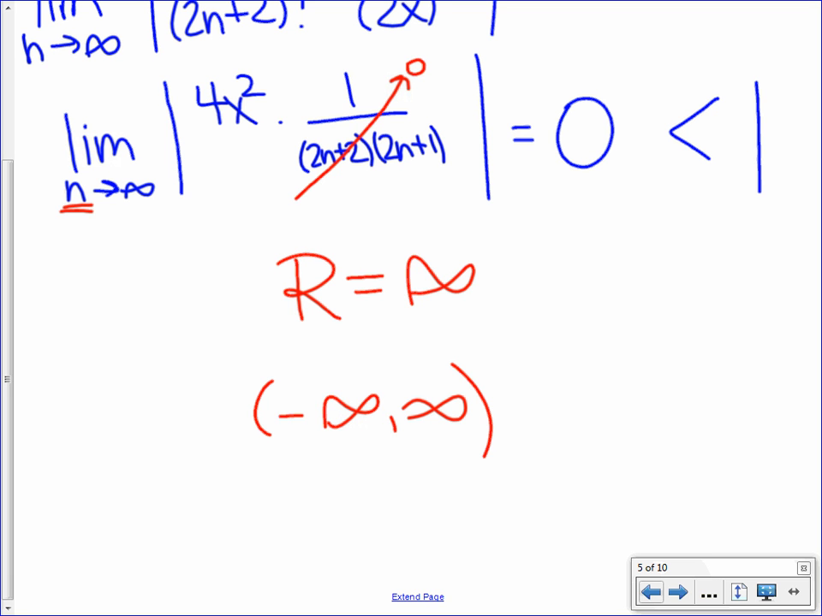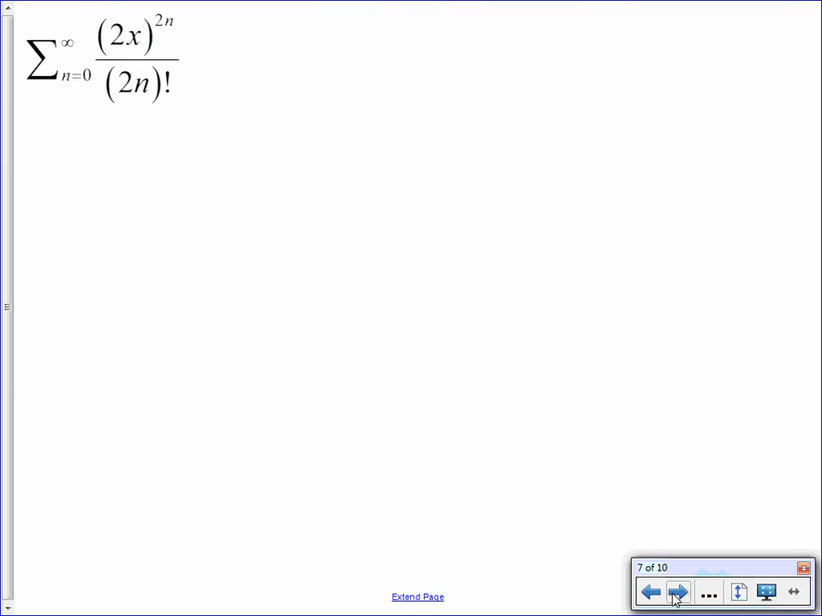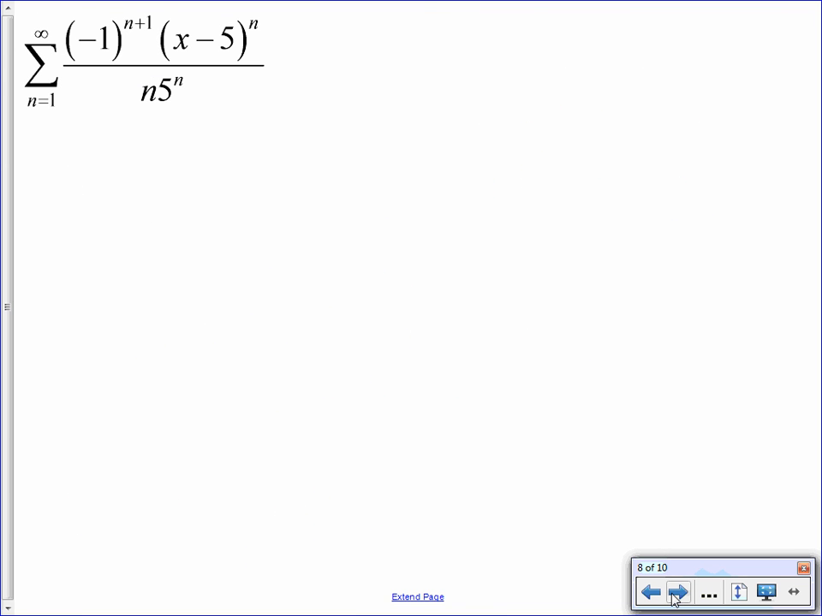Two more things we need to talk about. One example, not centered at 0. Okay, let's do it. It's the ratio test, they all kind of work out the same. X minus 5 over 5 to the n.